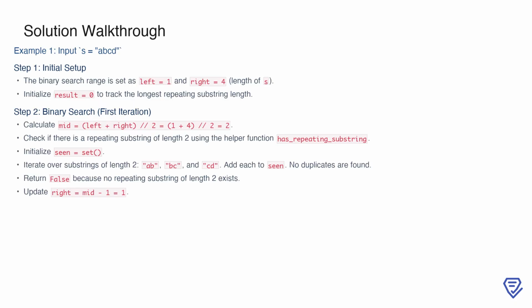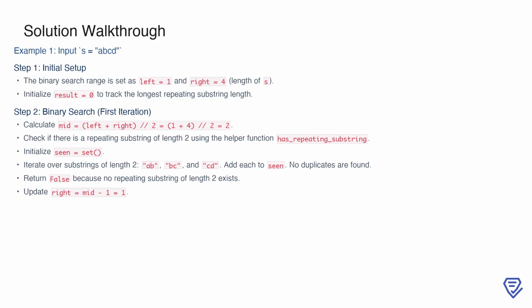To solve the problem of finding the longest repeating substring, we start with a simple example where the input string is s equals abcd. The first step involves setting up a binary search range. Here, left is initialized to 1, and right is set to the length of the string, which is 4. We also initialize a variable result to 0, which will eventually store the length of the longest repeating substring.